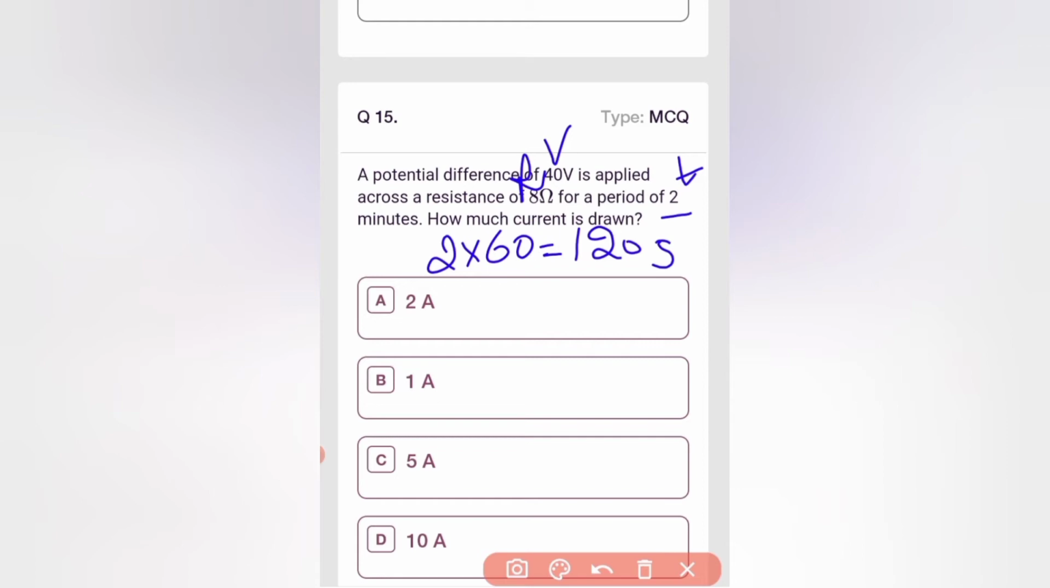So how to find the current? I is equal to V by R, isn't it? What is V? V here is 40, divided by R, which is 8. Why have they given time? To confuse you. So 40 divided by 8, you cancel it. You get 5 amps. 5 amps is the correct answer.